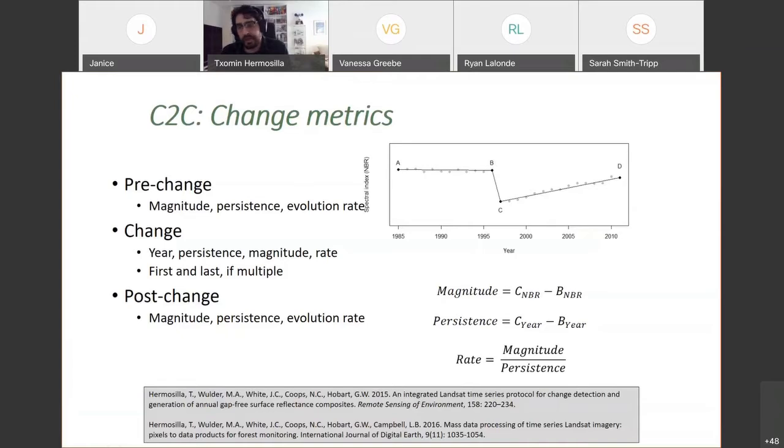We can track if there are multiple changes. And also we can monitor the post-change magnitude evolution. So we can see how the vegetation is recovering after the change, and if the vegetation is recovering after the change.